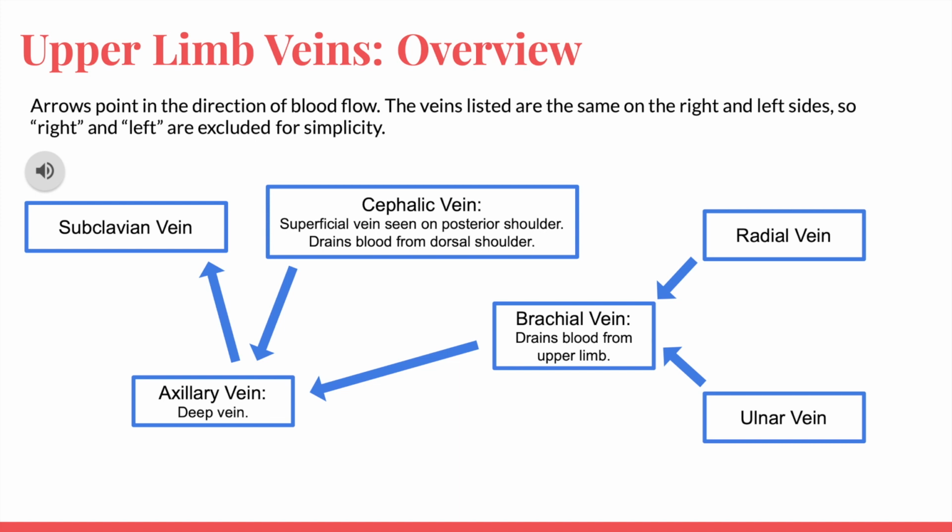Now that we've talked about the arteries of the upper limb, we can talk about the veins of the upper limb. We begin with the radial vein and the ulnar vein, which drain the blood from the forearm. Those drain into the brachial vein, which drains into the axillary vein. The cephalic vein contributes to the axillary vein, and then the axillary vein drains into the subclavian vein.